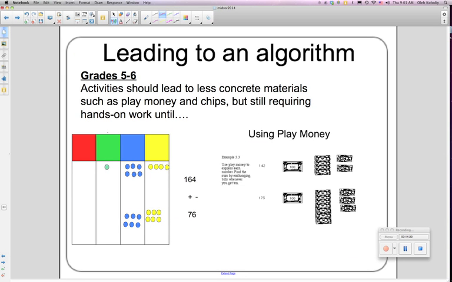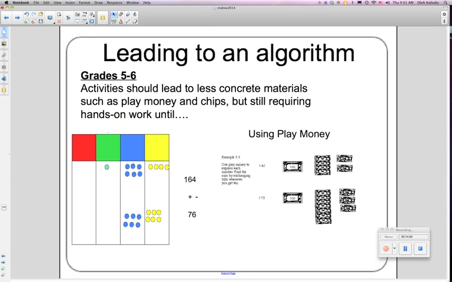You want to lead to an algorithm. So there's a bunch of steps that you can do to lead to an algorithm, probably in grades 5 or so. First of all, you use less concrete materials, like trading chips, and even you can use play money. So you can, but using only $100, $10, and $1 bills. So using play money, you can do the same thing.